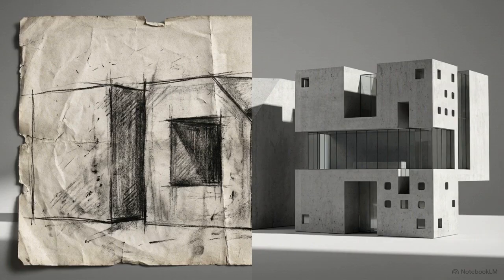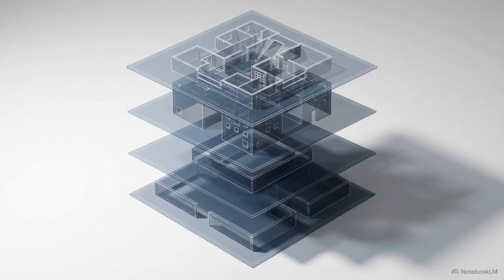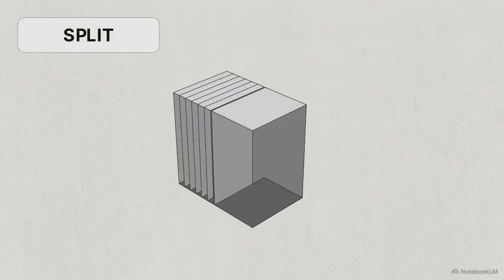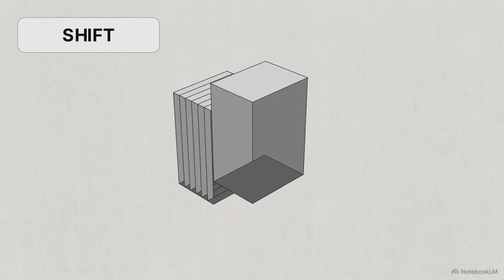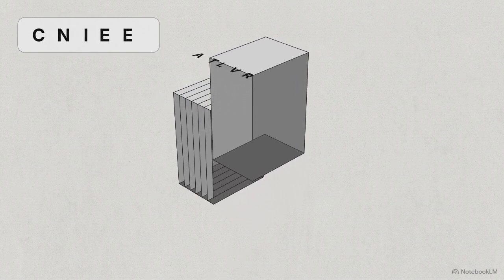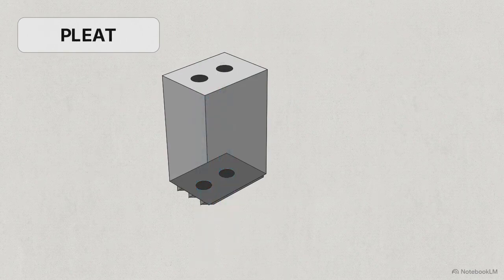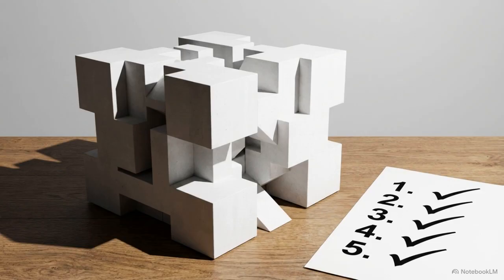If we analyze highly sophisticated contemporary buildings, we find they are not the result of unexplainable genius sketching. They are produced through the rapid, sequential layering of these simple verbs. Watch this process. We take a pristine base block and we apply our first verb, split. We shift the halves vertically against each other, cantilever the upper half outward, puncture the overhang with large voids, and pleat the front face. This final, highly complex architectural form is entirely traceable, step by step, back to 5 objective decisions.